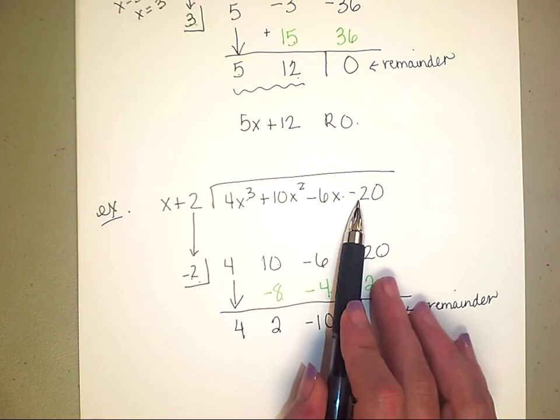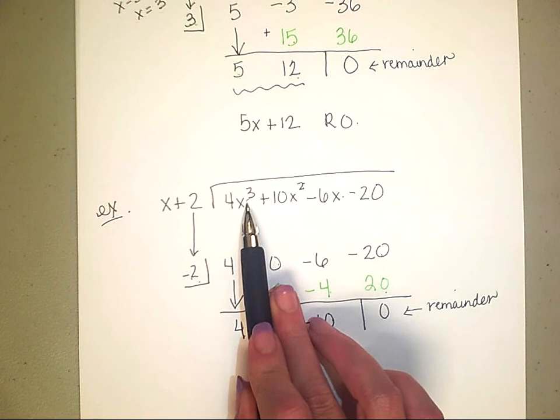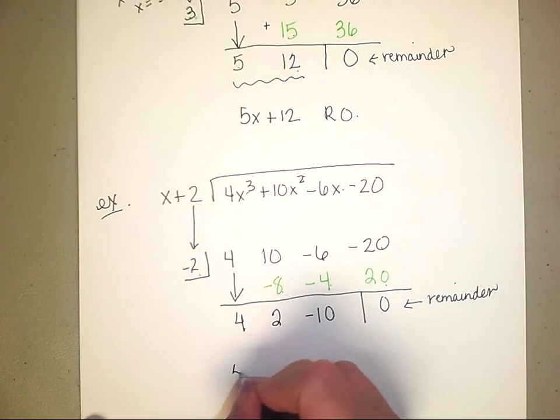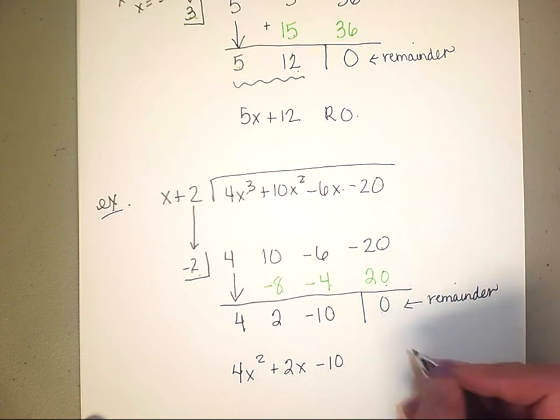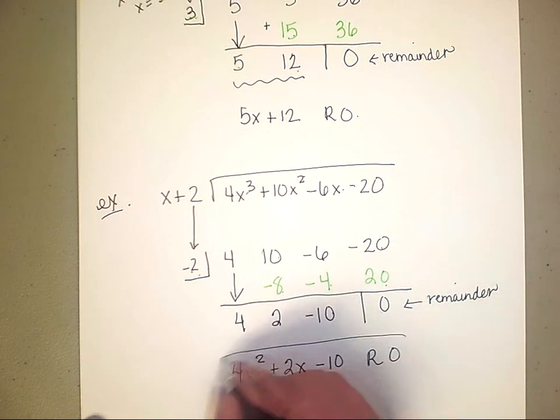And how many times does it go in? Well, if this is x cubed, then this has to reduce to an x squared. So 4x squared plus 2x minus 10. The remainder is 0.